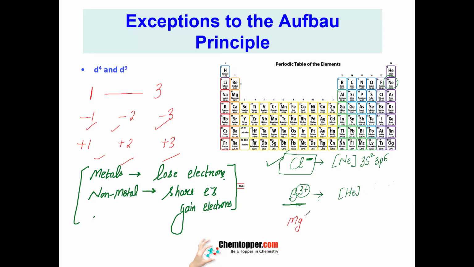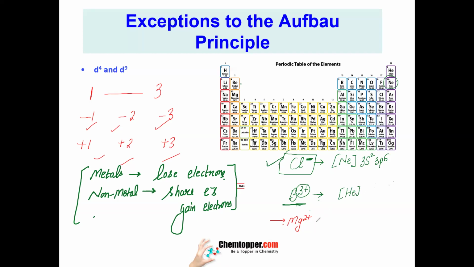Mg2 plus. So first write the configuration of Mg. Then from the outermost shell, remove 2 electrons. And then what is left? That is the configuration. Waiting for the answer. Bhavya, Mg2 plus. Yes, Shreya, you're right. Yes, Bhavya, you're right.